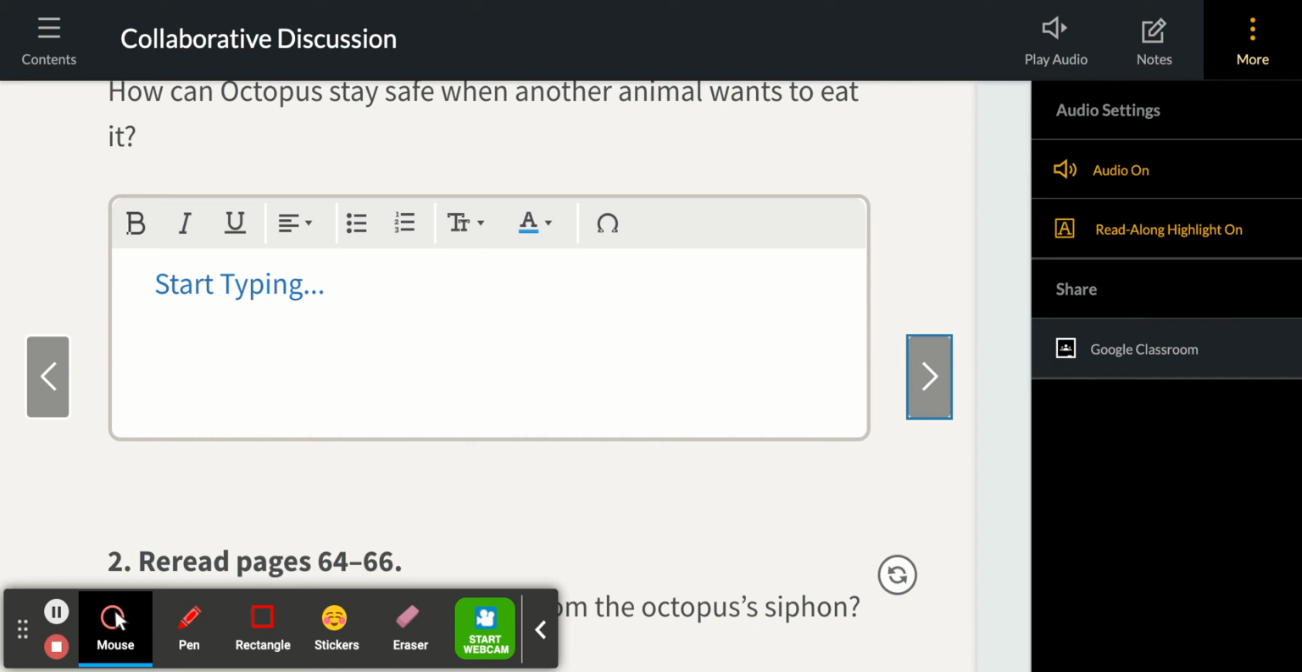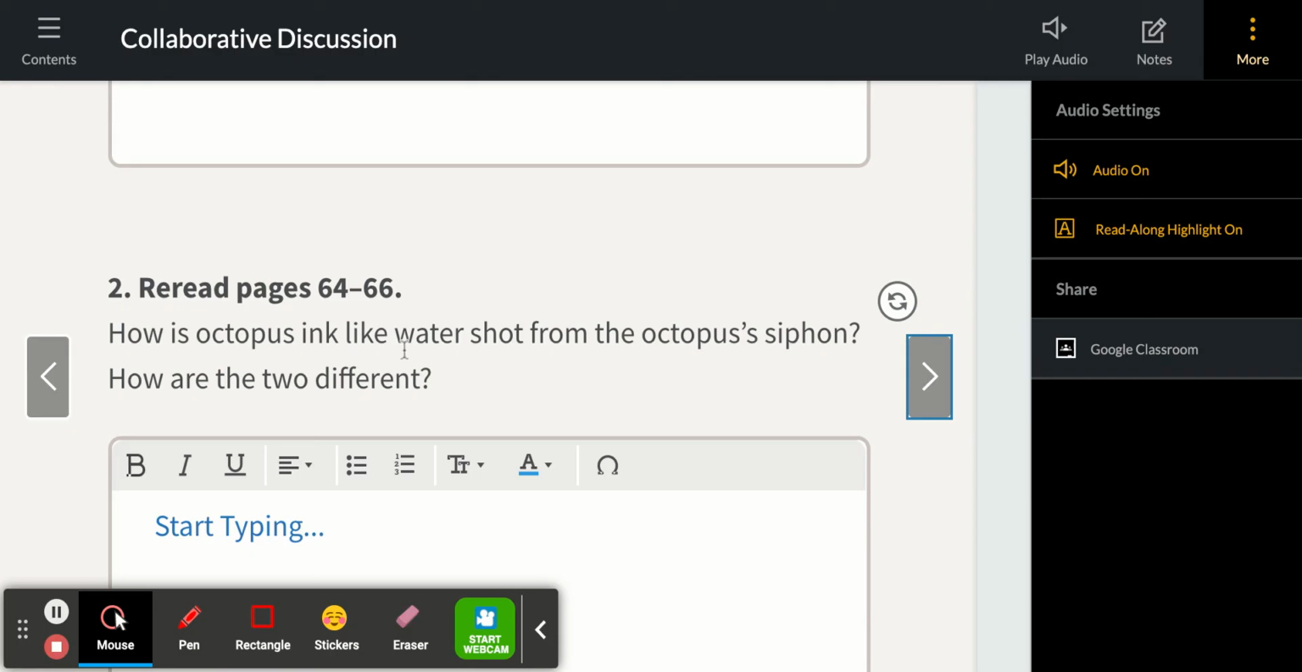Yeah, they use that ink, right? It goes whoosh, and it confuses the predators, right? Yep. The second way is it can hide in shells and under and beside rocks. And the third way, yep, it can actually detach an arm from its body.